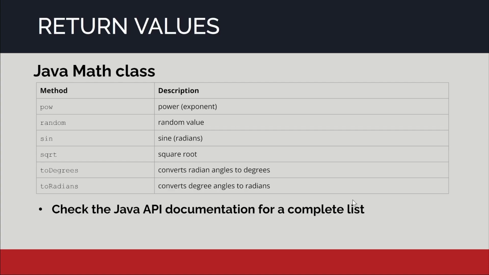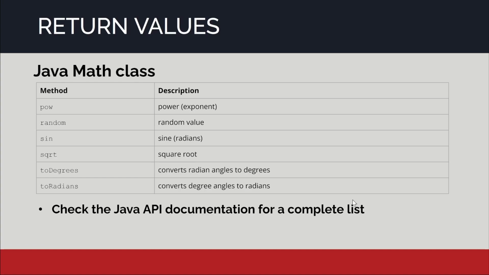There's also POW, which is power. You can raise something to the power of another number. It takes two parameters. Random gives you a random value, but you should read the documentation on that one. So there's some tricky gotchas. SIN is sine. We've already talked about SQRT for taking square root. We also have these two very handy conversion methods, toDegrees, where we take an angle that's in radians and convert it to degrees. And then conversely, there's toRadians, which will take degrees and convert it to radians.